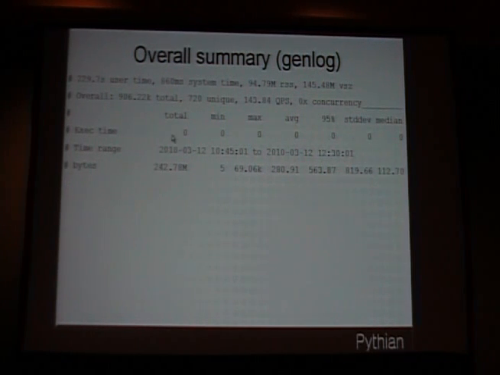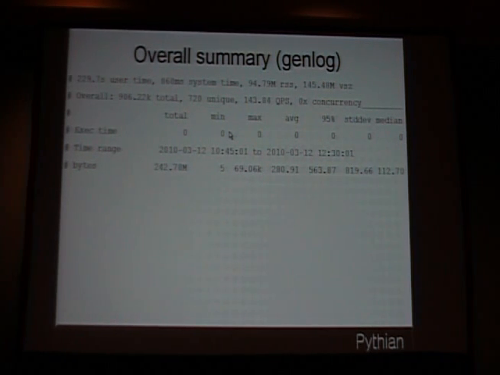So here's a little graph of execution time. Total, min, max, average, 95%, standard deviation, median. It's all 0 because we have the general log. There's no times in the log there. So it's all 0. Probably should be like null or N/A, but we'll forget it.